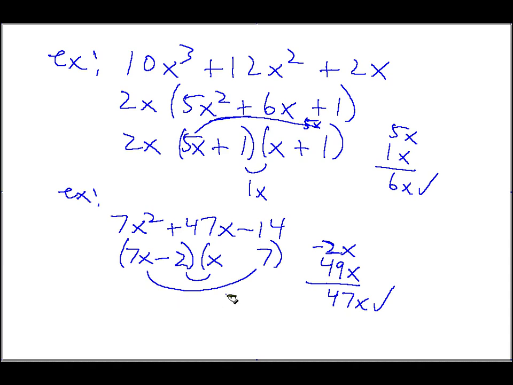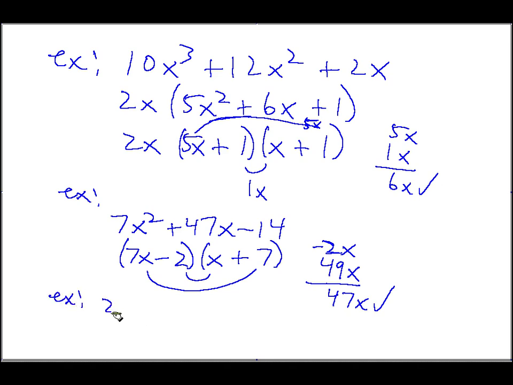So therefore, here's my 49x, so therefore it's going to be positive. So my solution is what? 7x minus 2 times x plus 7. Again, trial and error happens very quickly once you get used to it, though. Okay? Let's try another one.